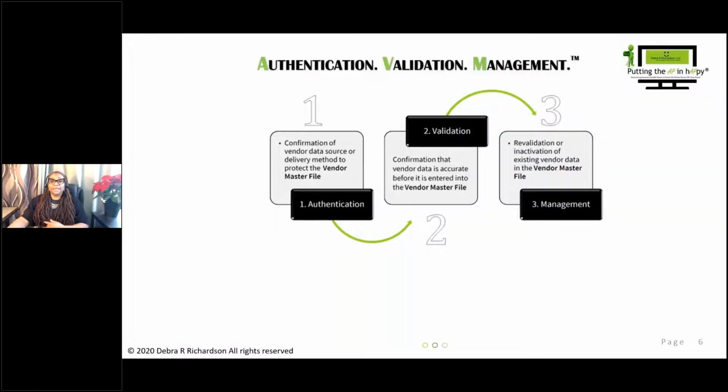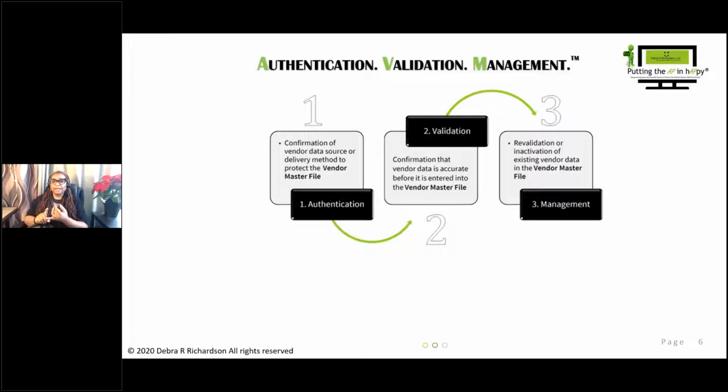So let's look at this three-step process. The first step is authentication, which is the confirmation of the vendor data source or delivery method of the vendor documentation. So the data source is who is sending, and the delivery method can be email or vendor portal or fax or even hard copy if you're back in the office.